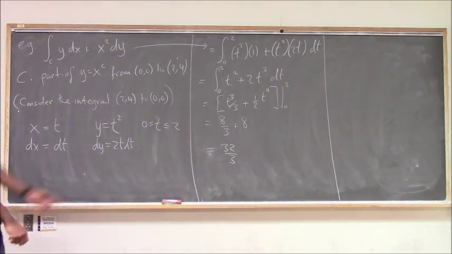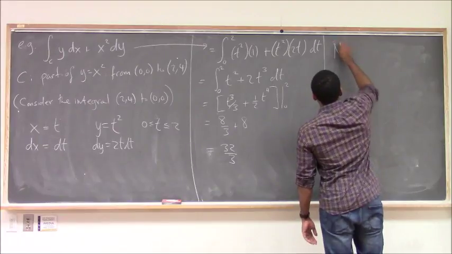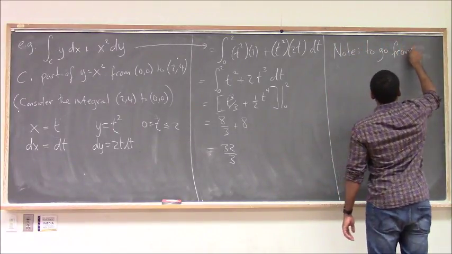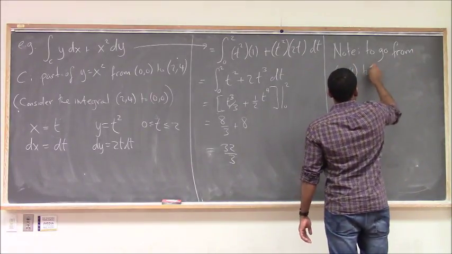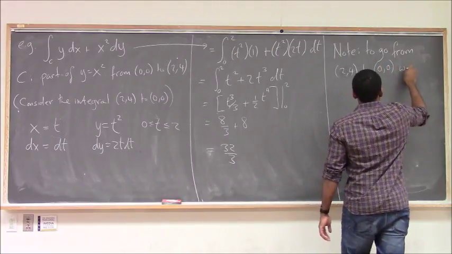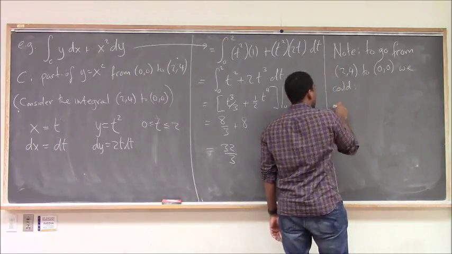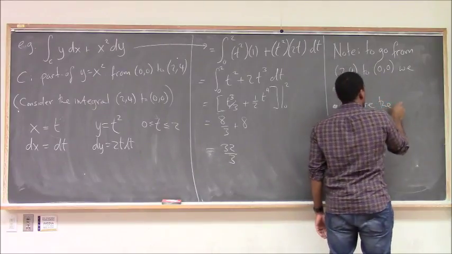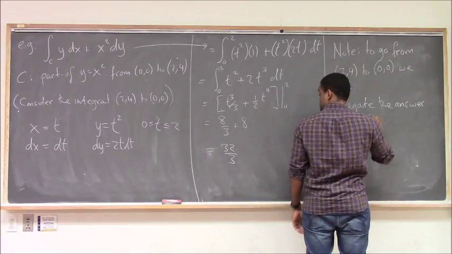How would you change things if you wanted to go the other way? You can just take the negative of the answer, right? Note, to go from 0 to 4 to 0, one thing we could do is negate the answer. So that would just give us minus 32 over 3.